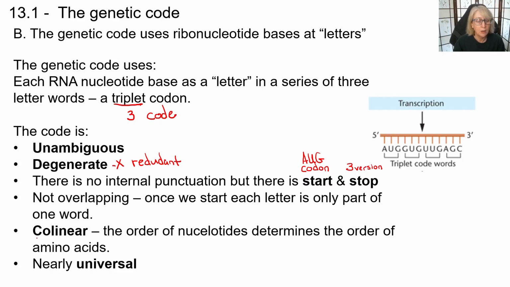The code itself is collinear. Collinear means that the order of the nucleotides corresponds to a corresponding order of amino acids. There's no resorting after the fact. We don't rearrange them and create new sentences. Once that is taken into the mRNA and it goes to the ribosome, that is the final sentence, and we read it in order, and it's mostly universal.